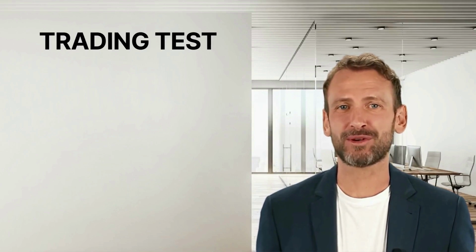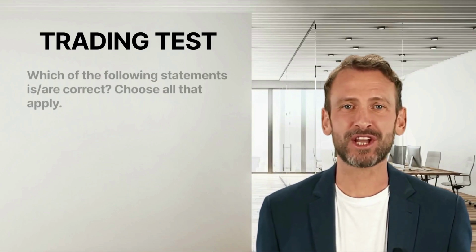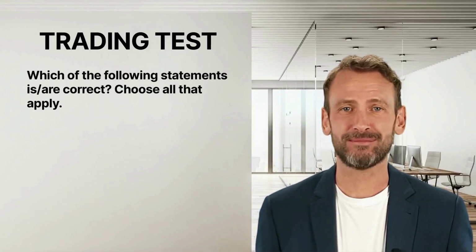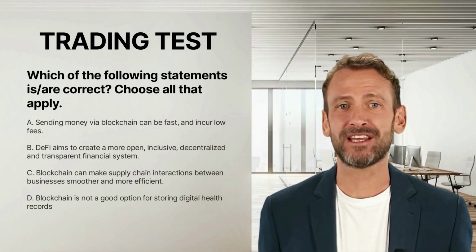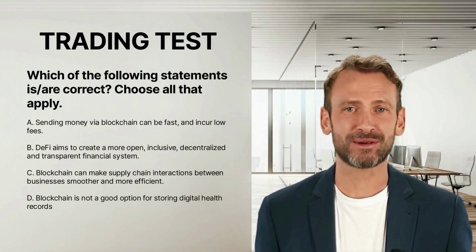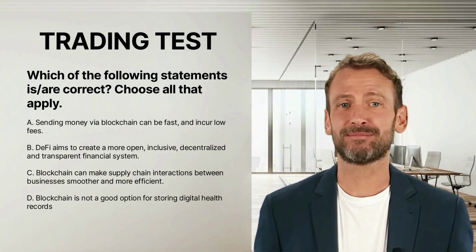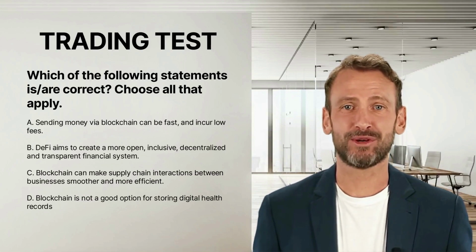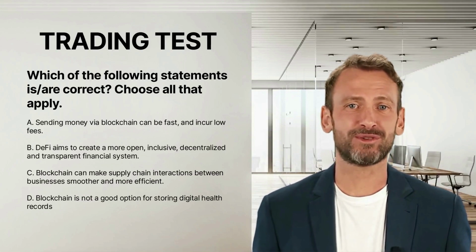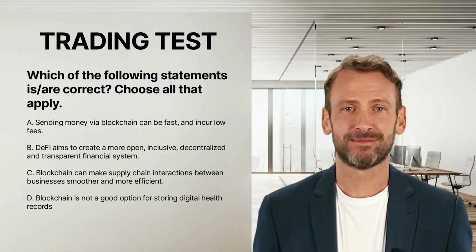Now, let's look at what you have learned in this class. Answer this question in the comments, and if it's correct, we'll let you know with a like. Which of the following statements are correct? Choose all that apply. A. Sending money via blockchain can be fast and incur low fees. B. DeFi aims to create a more open, inclusive, decentralized, and transparent financial system. C. Blockchain can make supply chain interactions between businesses smoother and more efficient. D. Blockchain is not a good option for storing digital health records.